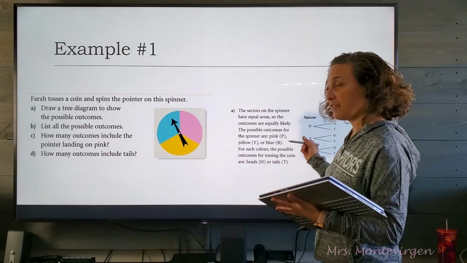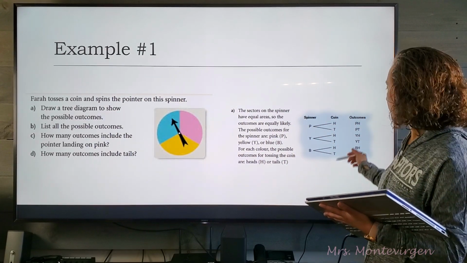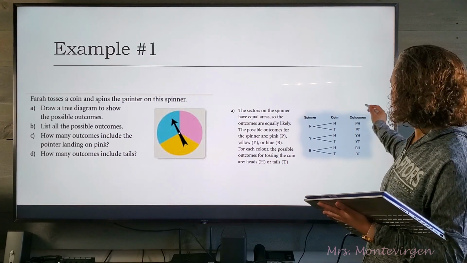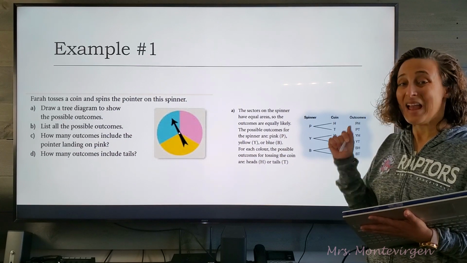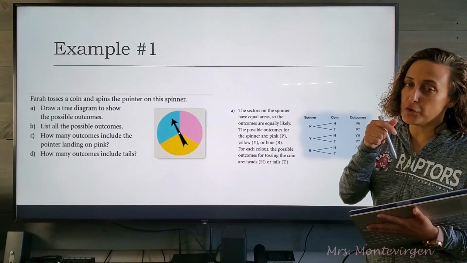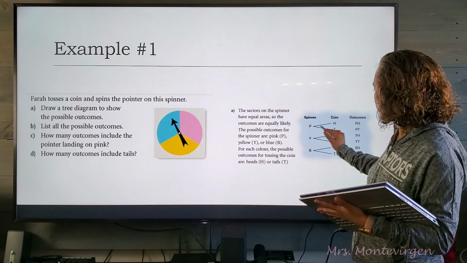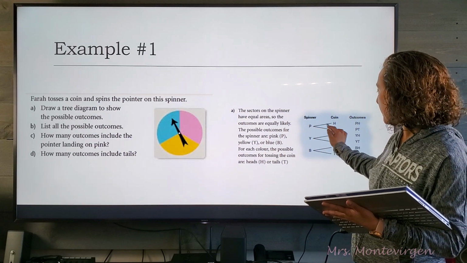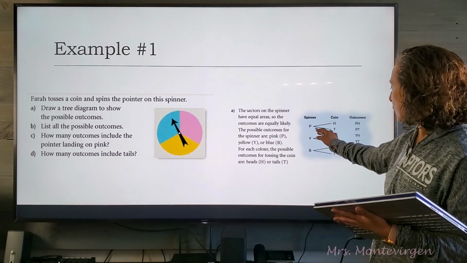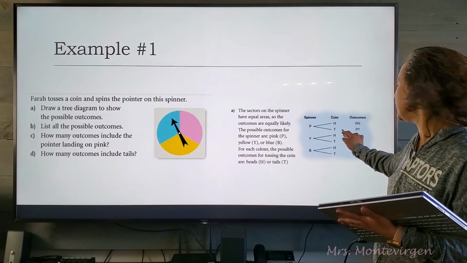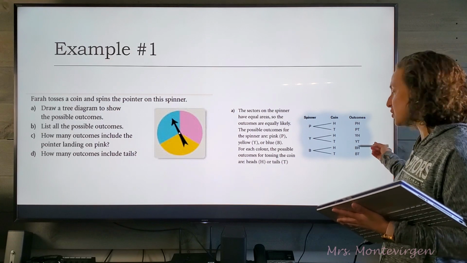The same thing, if I have yellow on my spinner and I flip my coin, I'm still going to get heads or tails, and same thing for the blue. The only thing you have to remember is please make sure that you have that third column that says outcomes and you're actually listing the outcomes. Use the letters here, it will help speed you up. So your first outcome, for example, you could spin a pink and then have heads on your coin. Well, I have a PH. And I could do pink on my spinner and flip a T and I would have pink and then tails. But you're going to continue that as you go along.